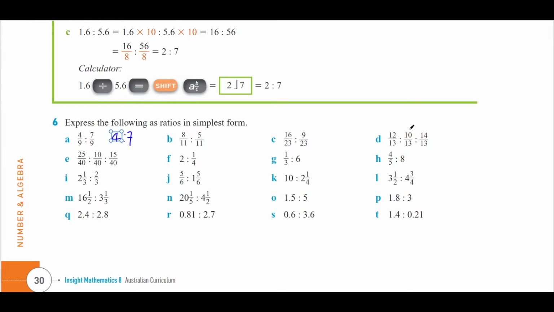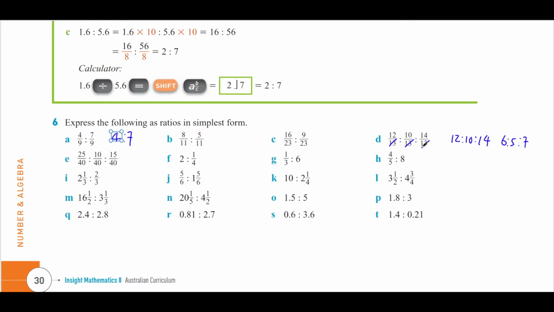Alright, so with this question, it's a little bit different because there's 3 numbers. But what you can do is this. Because they all have the same denominator, they all have 13 at the bottom, what you can do is just get rid of the denominator because they're all the same, right? So then the answer is just 12 to 10 to 14. Now with this one, you can't type this onto your calculator, so you have to do it by hand. So how do you simplify this? Well, they're all divisible by 2, right? So then just divide everything by 2. So then what you get is 6 to 5 to 7.